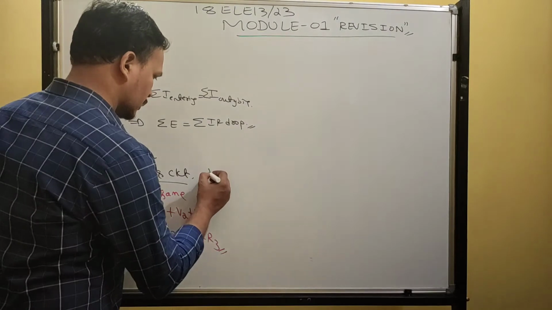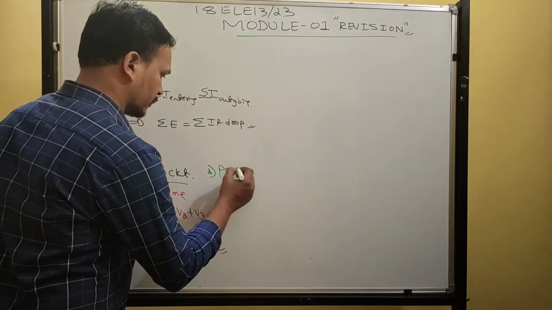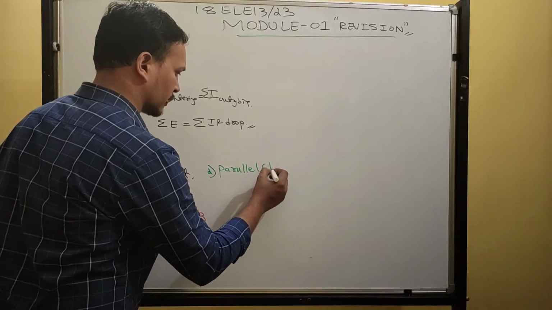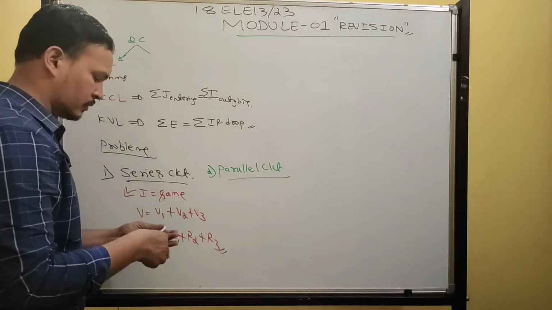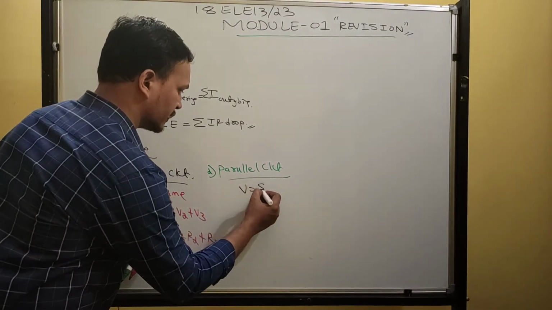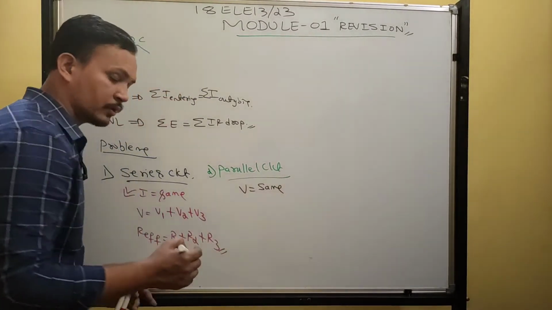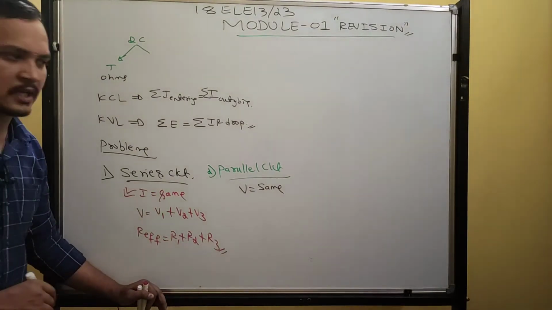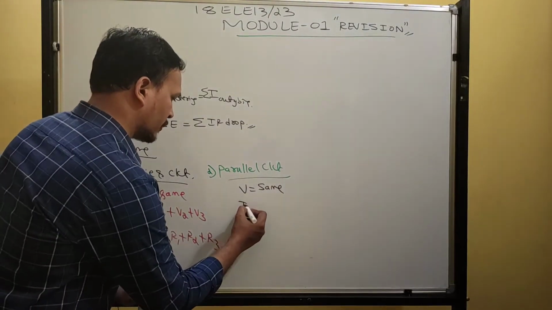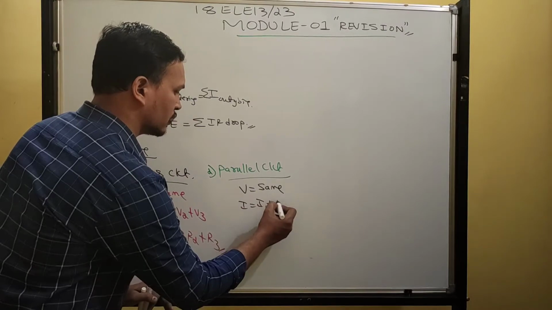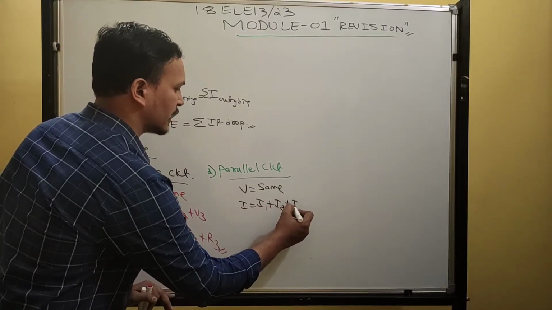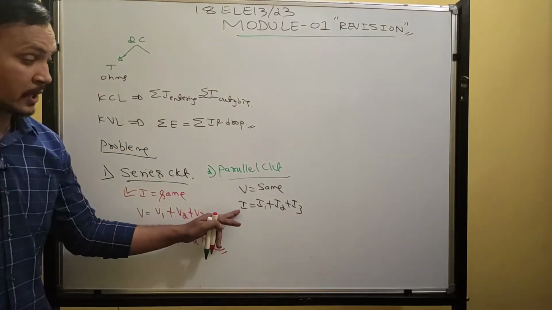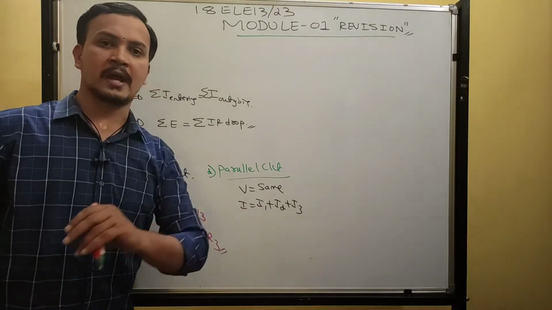Next, the second one is the parallel circuit. In a parallel circuit, what is the concept? Voltage should be the same. It means the voltage across each and every element should be the same in a parallel circuit. And what about current? I = I1 + I2 + I3. In a parallel circuit, supply current is equal to the sum of all the branch currents.